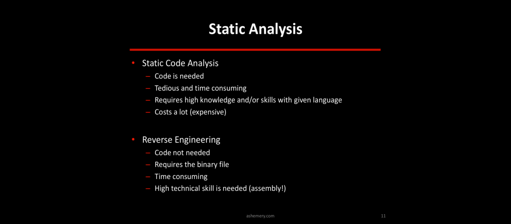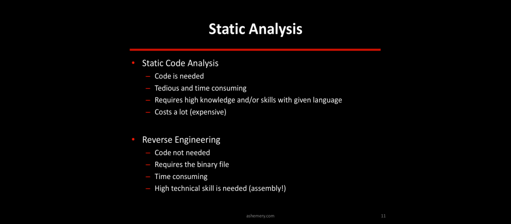Static analysis, like I said, is divided into two subcategories. The first is static code analysis. This means we need the code. We need to see the code. We can read the code, and based on our reading, we can understand it and find any vulnerabilities or weaknesses in it. Now, this is tedious and time consuming because it requires a lot of time to go through the code.